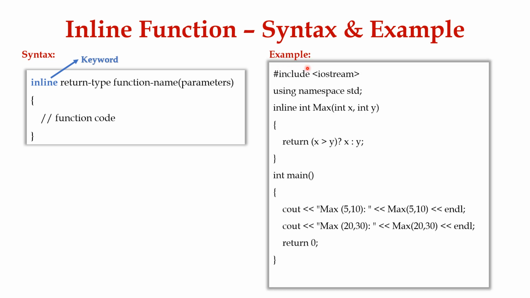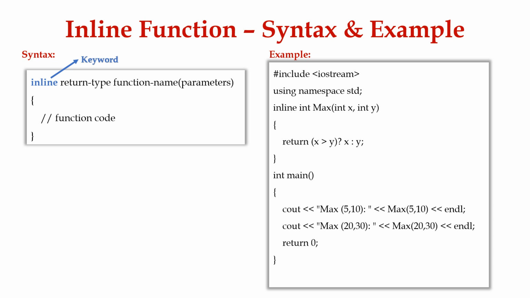Now, let's have an example program for inline function. Before main function, we have declared the inline function max. The return type of max function is int. Max function has two arguments, namely int x and int y. Max function performs the question mark colon operator function. Here, if x is greater than y, then it returns the value of x. Else, it returns the value of y to the user using return statement.